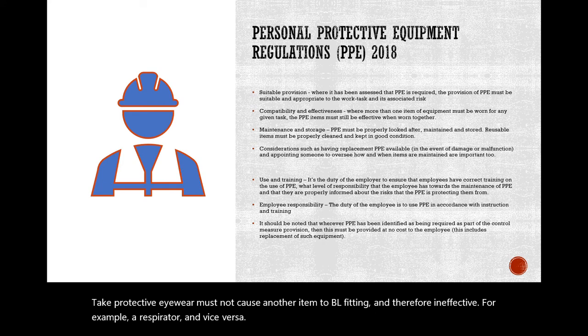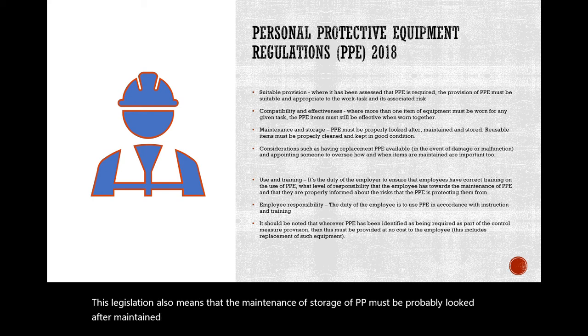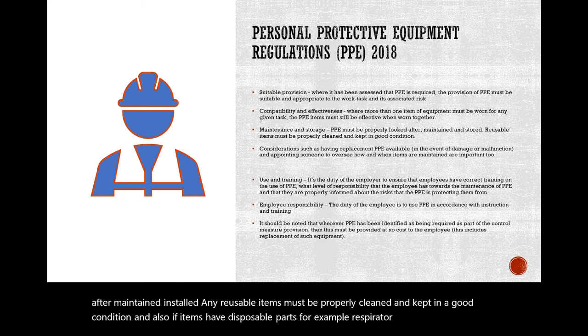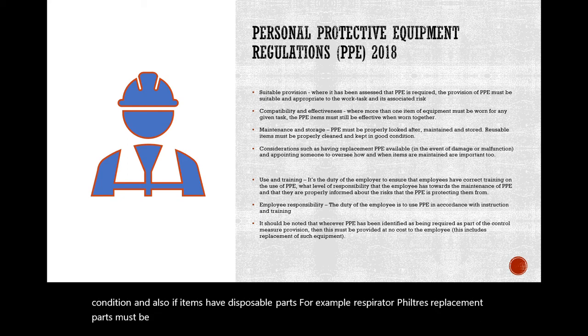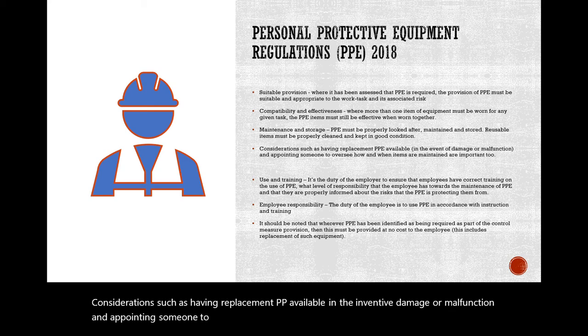This legislation also means that the maintenance and storage of PPE must be properly looked after, maintained and stored. Any reusable items must be properly cleaned and kept in a good condition. And also, if items have disposable parts, for example respirator filters, replacement parts must be compatible with the original piece of equipment. Considerations such as having replacement PPE available in the event of damage or malfunction, and appointing someone to oversee how or when the items are maintained are important too.